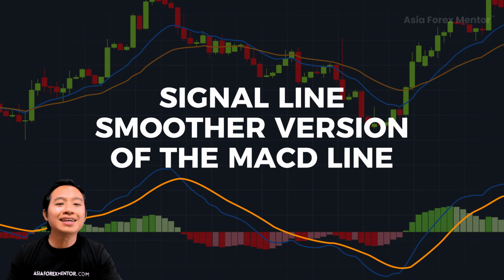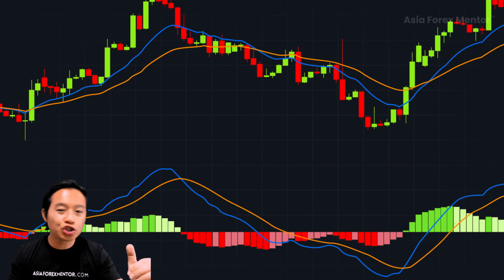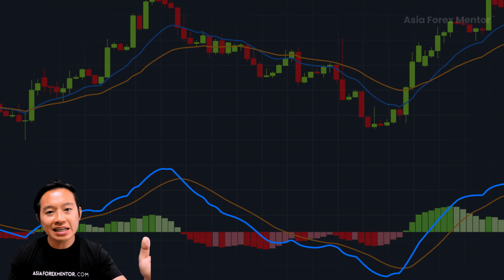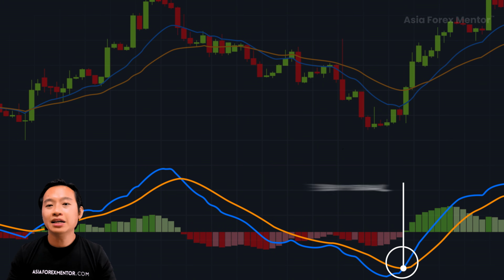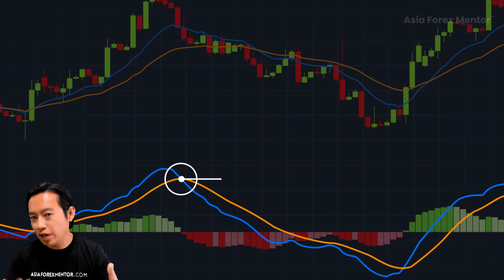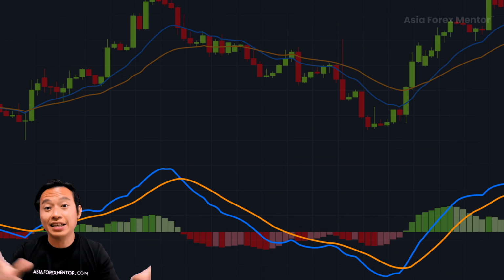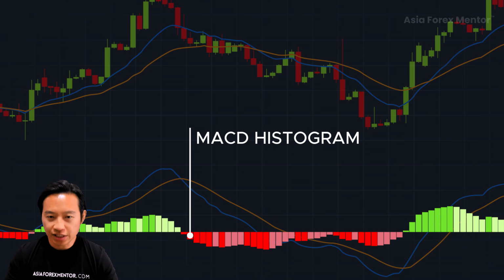The signal line is simply a smoother version of the MACD line that helps you to see trend changes clearly. When the MACD line crosses above the signal line, it's typically a buy signal. And when it crosses below, it's often seen as a sell signal. Like I said, typical. Now, next, the MACD histogram.